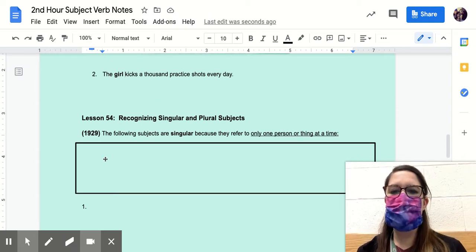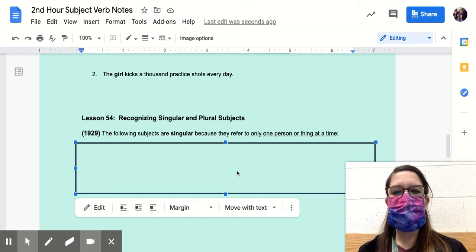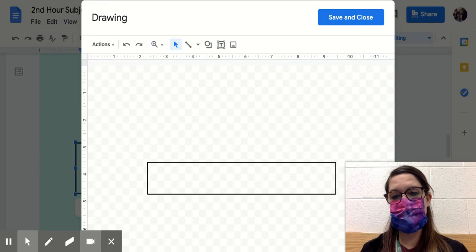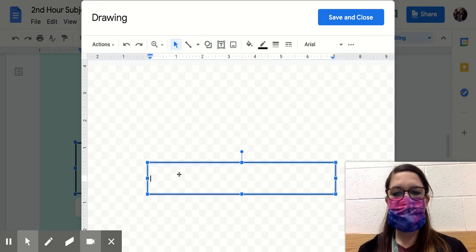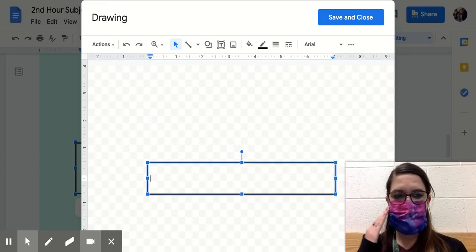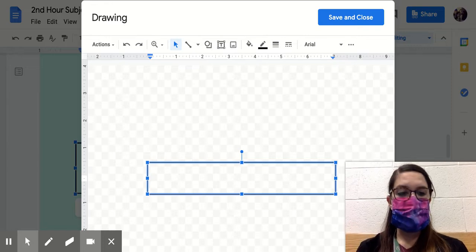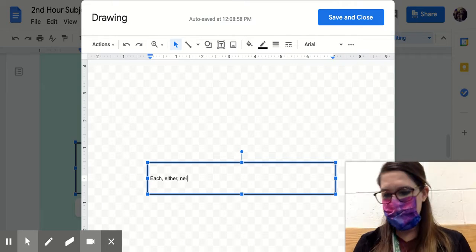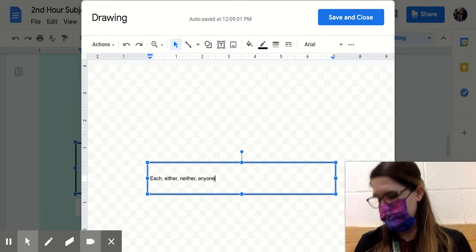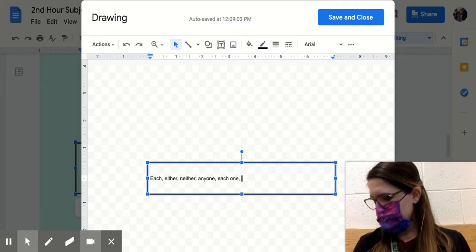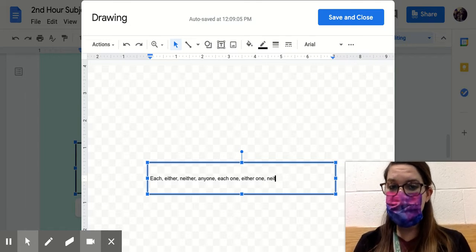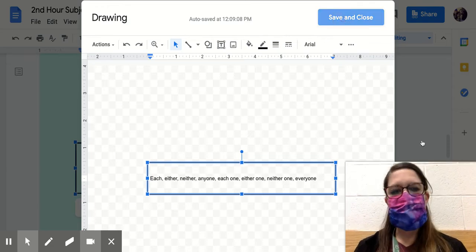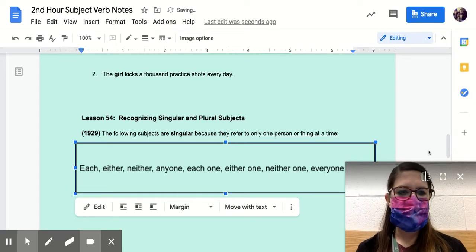Same rule. This is where it gets a little tricky. There are some words that are always singular because they are referring to only one person at a time. And some of these might seem a little weird to consider singular, but it's important that we learn to recognize these as singular words. So words like each, either, neither, anyone, each one, either one, neither one, or everyone.